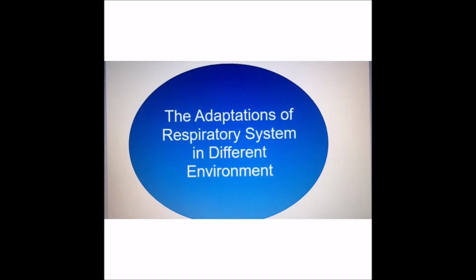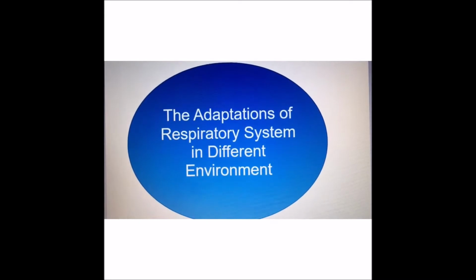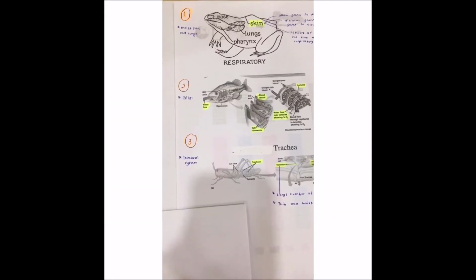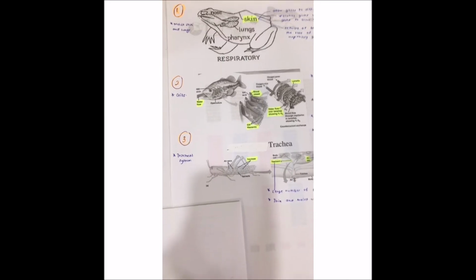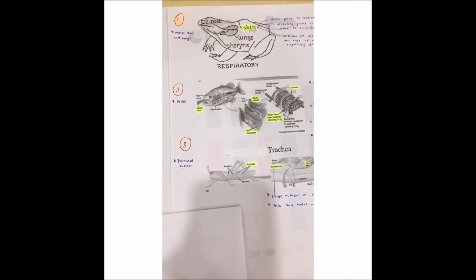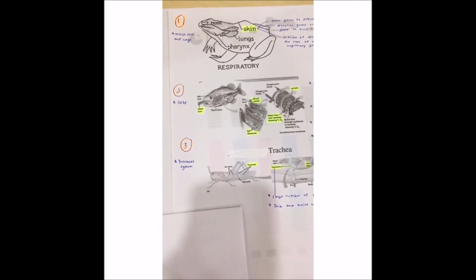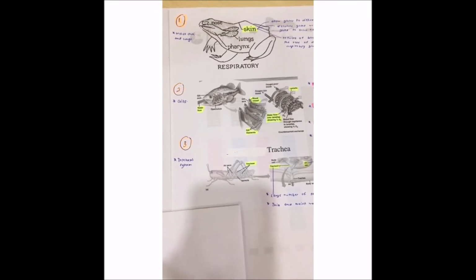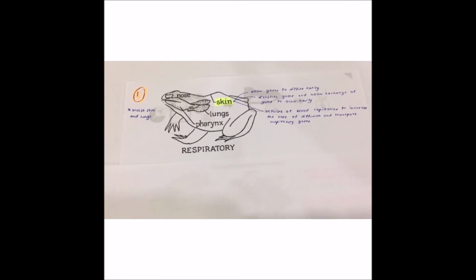Okay, our topic is the adaptation of respiratory system in different environment. The respiratory system of insect is known as the tracheal system. Gills are the respiratory structure of fish. Gases exchange in frogs occurs through the moist skin and lungs.